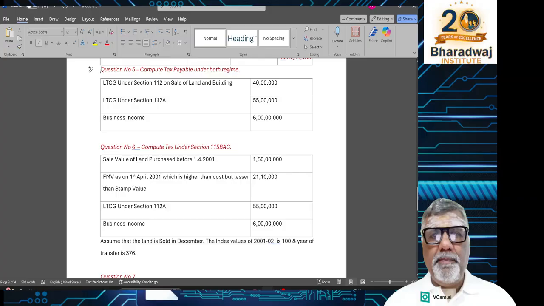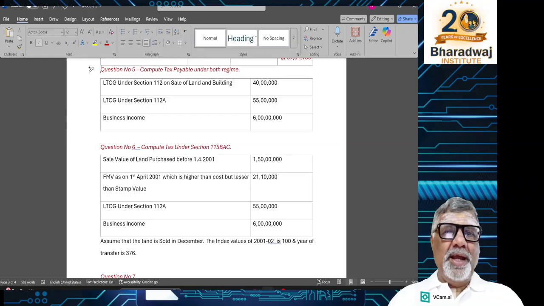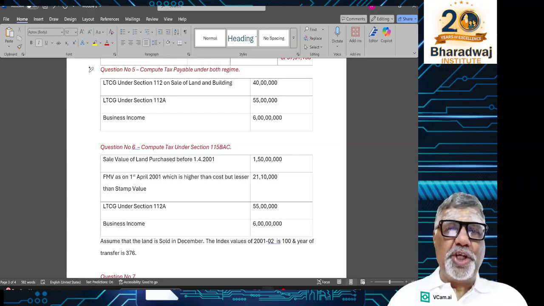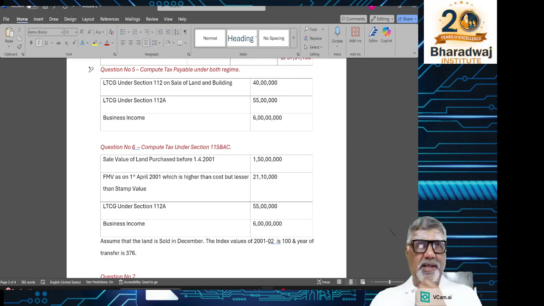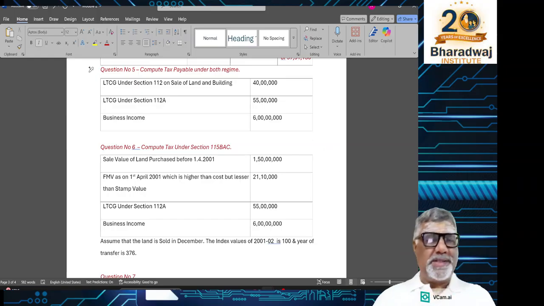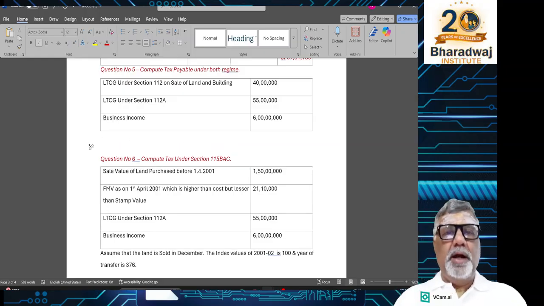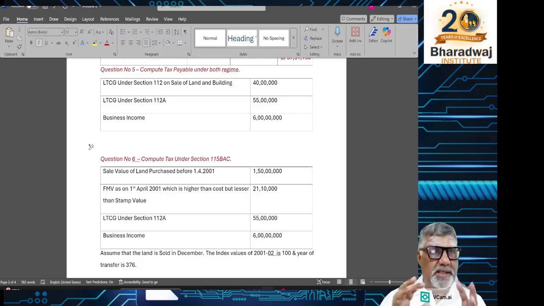Question number 5. Compute tax under both regimes. LTCG under section 112 on sale of land and building, LTCG under section 112A, and business income. Let us take the 12.5% and work out that LTCG unless they give you. Question number 6 gives you that detailed information. Question number 5 just gives you the total information. We will work out under both tax regimes.